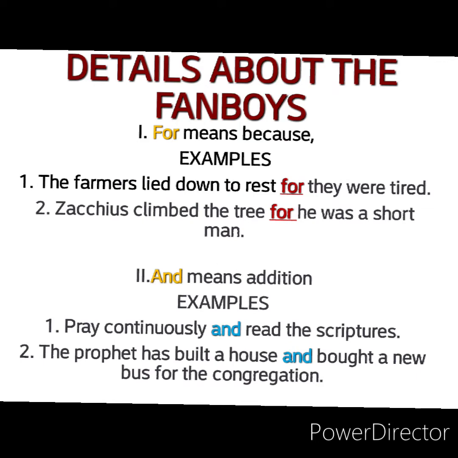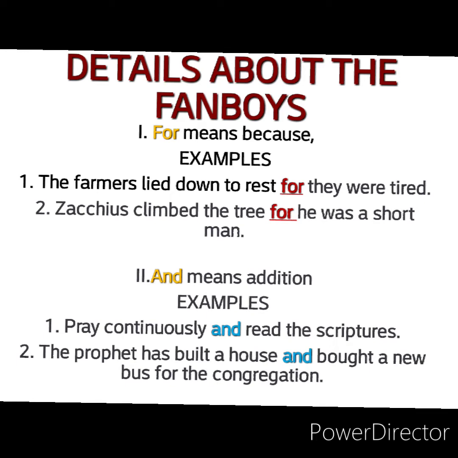The F, that is "for". We said that "for" means "because". So whenever you see "for" in the sentence, you can place "because", and it will make a complete meaning. So whenever you see "for" in a sentence, it means that the "for" is talking about "because". Example number 1: the farmers lay down to rest, for they were tired. And we said "for" means "because". So you could say that the farmers lay down to rest because they were tired.